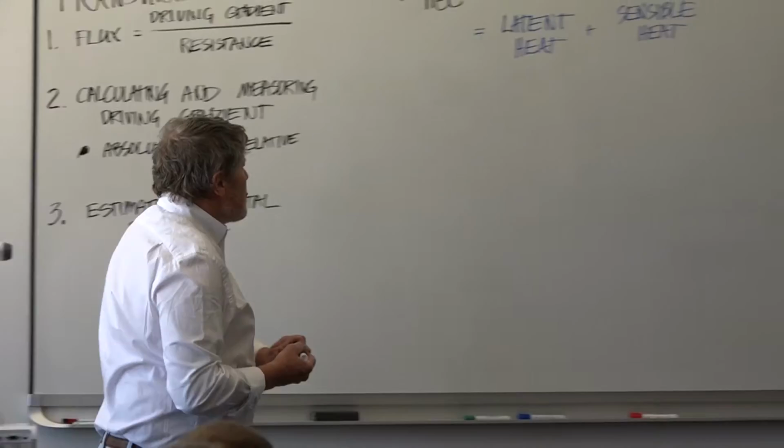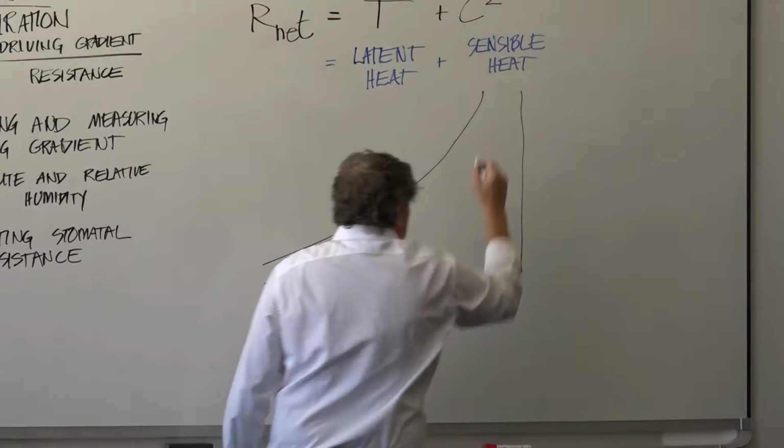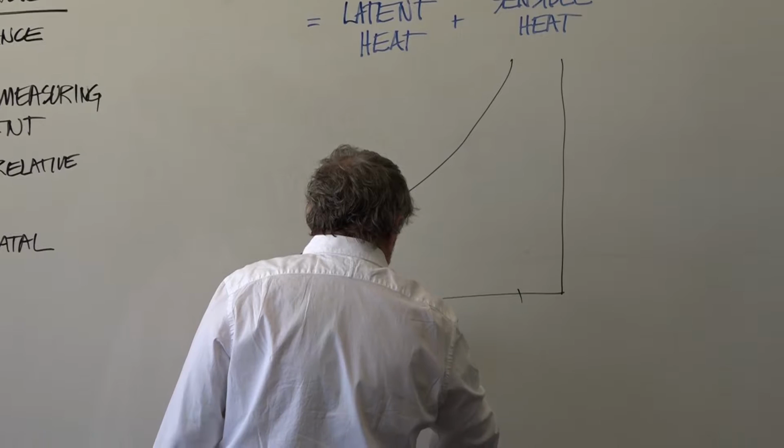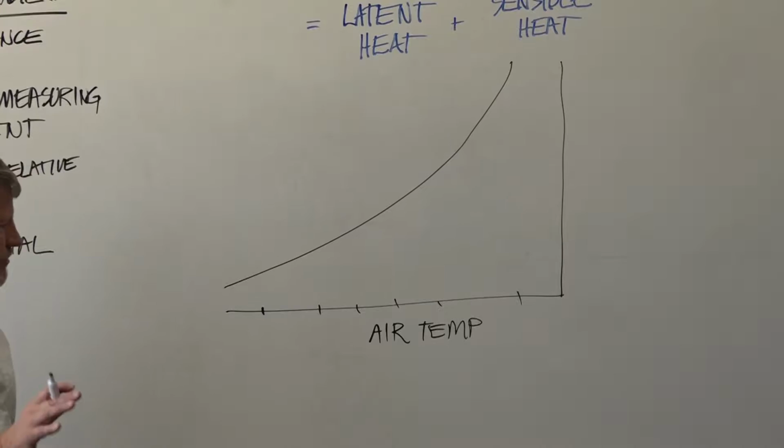I'm going to simulate this, and sometimes the simulation's good because it'll be more simple. Here's the basic chart. These tick marks down here are air temperature, and almost always in practice, that's one of the things you know. Usually you don't measure water vapor to back calculate air temperature. Most of the time you know that.